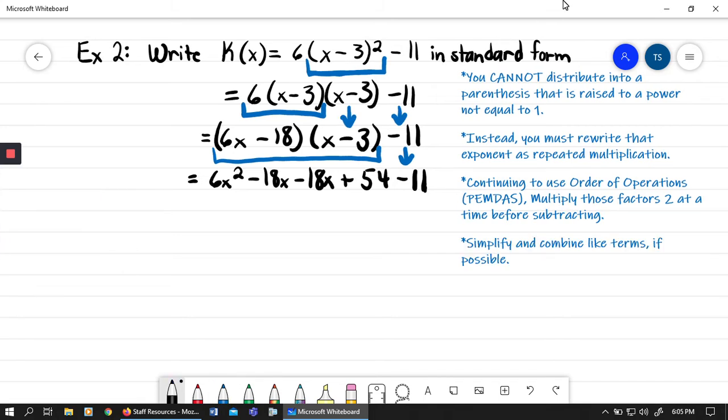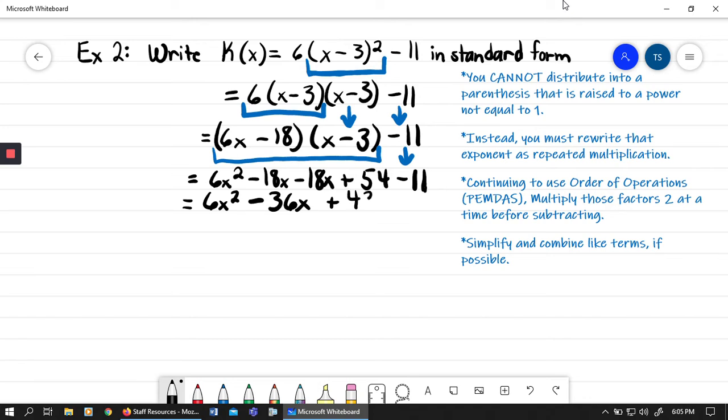Okay, so let's combine these like terms here. All right, so we've got negative 18x, negative 18x. That gives us negative 36x. Of course, we still got this part here, and the 6x squared. And we've got the 54 and the negative 11. When we combine those two like terms, 54 and negative 11, we wind up getting 43, positive 43.